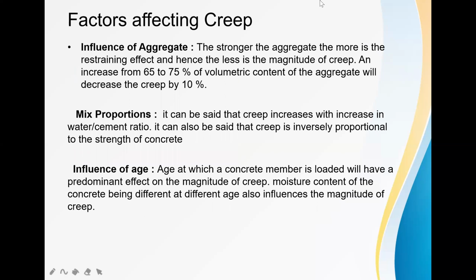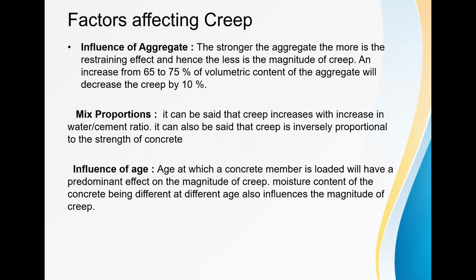And what are the factors which influence the creep? Let's see one by one. The stronger the aggregate, the more is the restraining effect and hence the less the magnitude of creep. That means if you use stronger aggregate, we will reduce the magnitude of creep, and an increase from 65 to 75% of the volumetric content of the aggregate will decrease the creep by 10%.